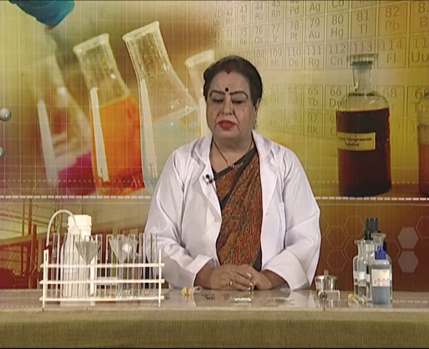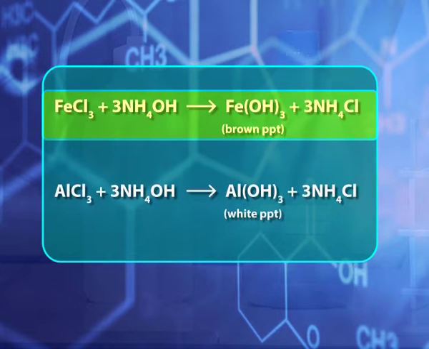The cations of group 3 are precipitated by adding ammonium hydroxide solution in the presence of solid ammonium chloride as the reagent. And what happens when we add first of all ammonium chloride solid and then dropwise ammonium hydroxide, we get the precipitates of the cations as their hydroxides. Suppose ferric chloride is present in the salt, then this will react with the reagent we have used to give a precipitate of ferric hydroxide, which is brown in color.